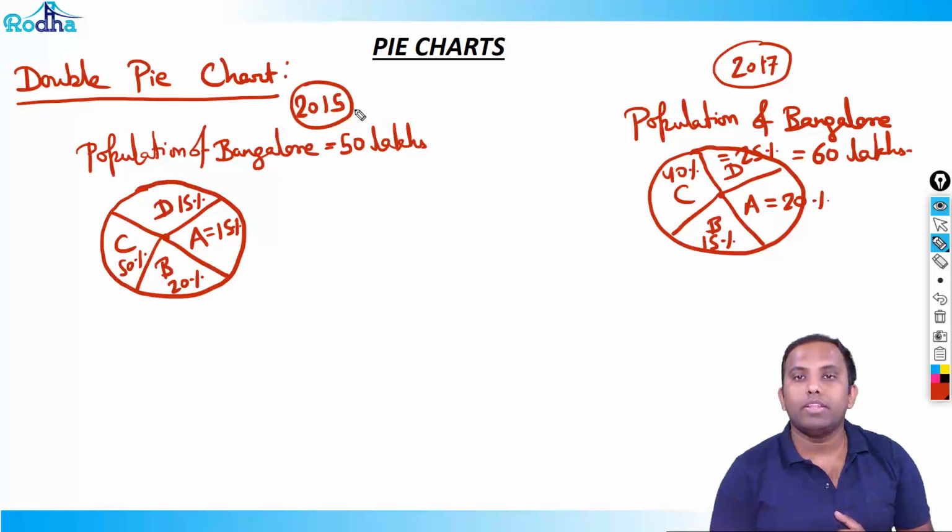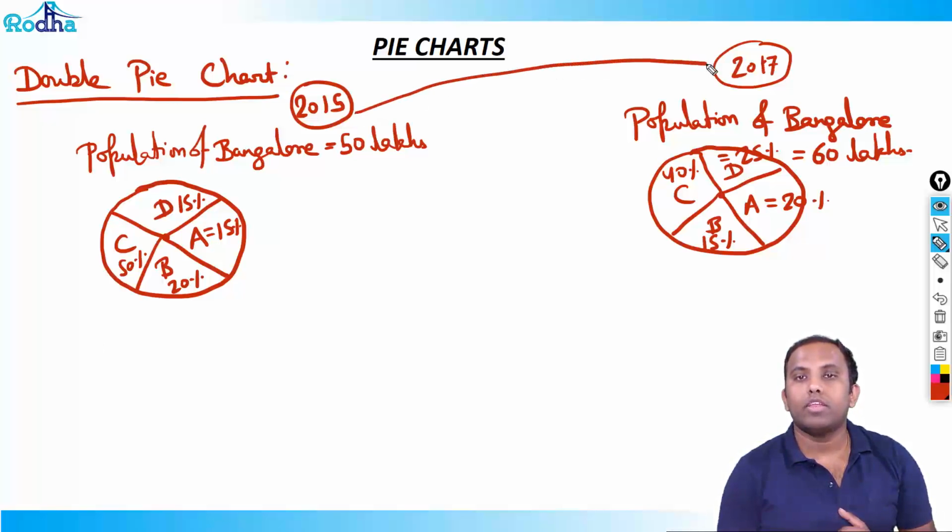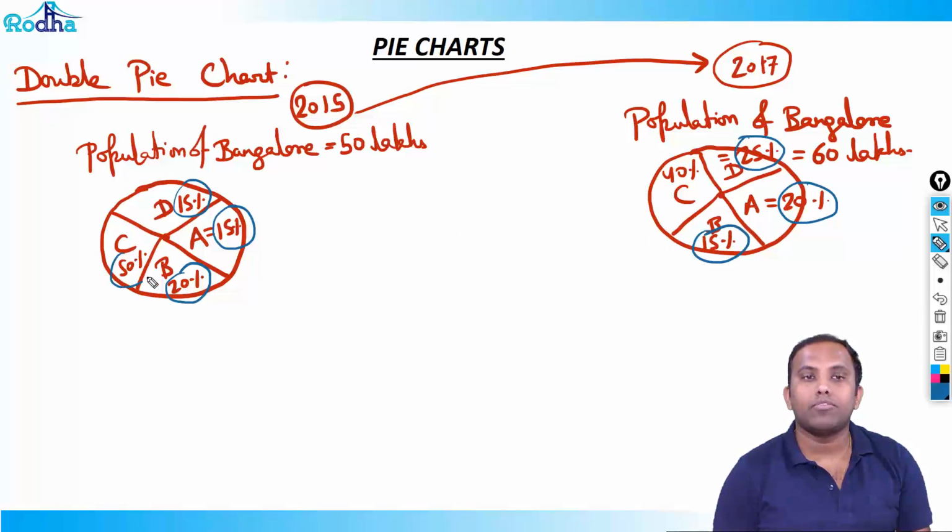And in 2017, this scenario changed to area A being 20%. From 15% it became 20%, right? Area D went from 15% to 25%, it increased in population. Area B went from 20% to 15%, it decreased. And area C went from 50% to 40%, decreased.